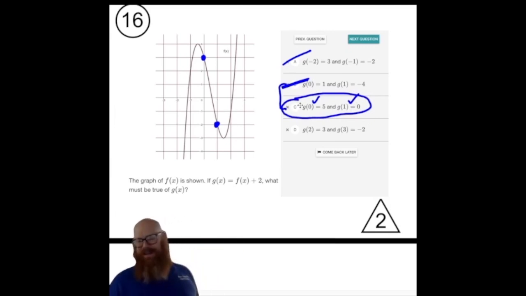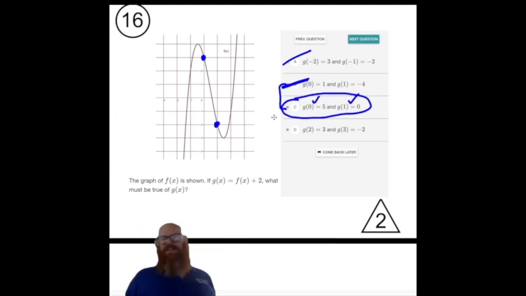So for that one, I think it's good to just strategically work through the answers, figure out which one has both of them true. And also keeping it straight that this is the graph of f. So we need to use that first and then add 2.